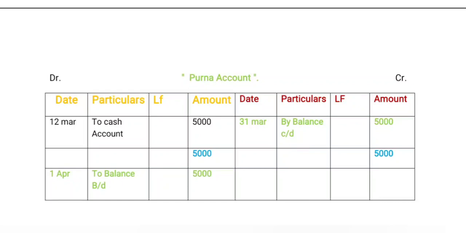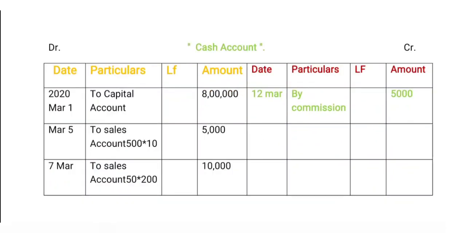Now we are coming to the date column in the credit side, 31st March, balance carried down. It is 5,000. Now this amount is the closing amount for this month. We are taking this amount to next month, that is the debit side, April 1st, to balance brought down 5,000. Now we are going to the cash account. Now we are coming to the credit side date column, 12th March, particulars by commission 5,000.